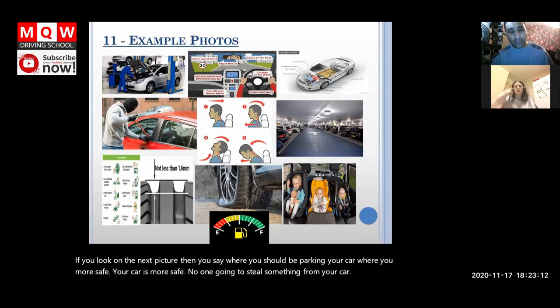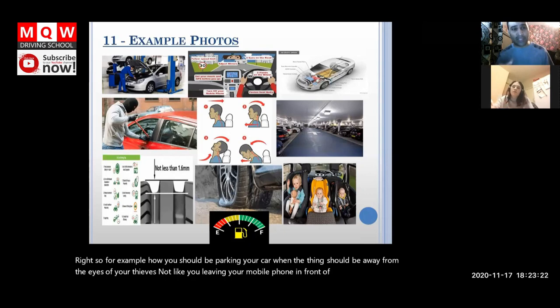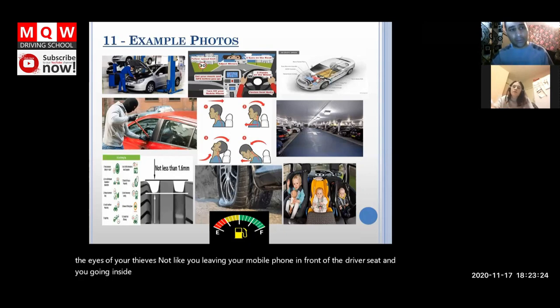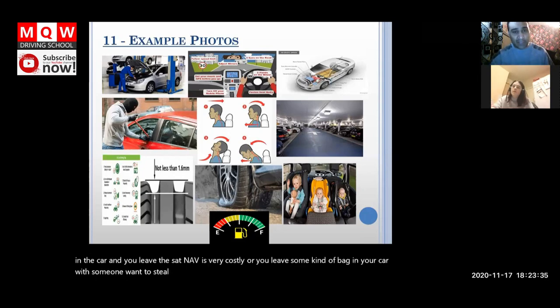So for example, how you should be parking your car, with things kept away from the eyes of thieves. Not like you leave your mobile phone in front of the driver's seat and you go inside so someone wants to steal the mobile phone, or you leave the sat nav in the car, which is very costly, or you leave some kind of bag in your car and someone wants to steal it.